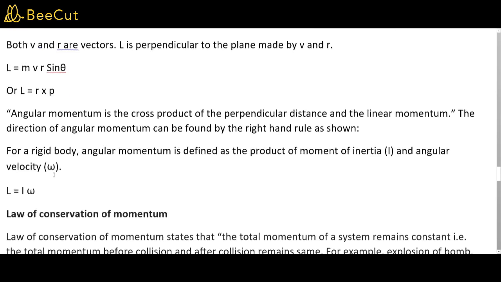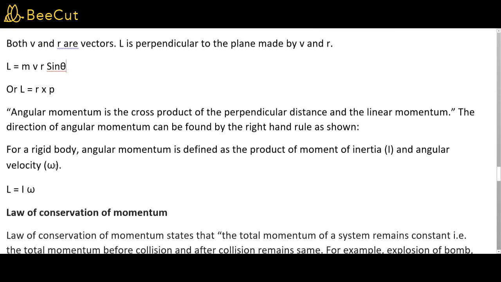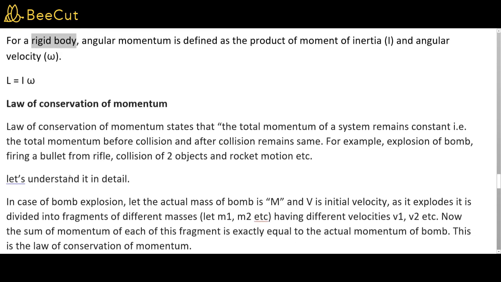Omega is the angular velocity, as you just saw on the diagram. In the case of a rigid body, the angular momentum is defined as the product of the moment of inertia and the angular velocity omega. So L is equal to I omega. This is just in the case when you have a rigid body that is moving with velocity.